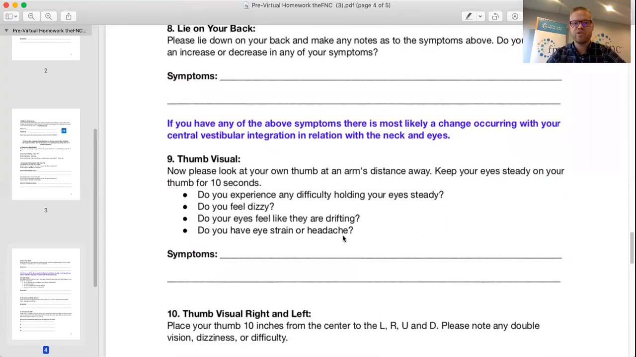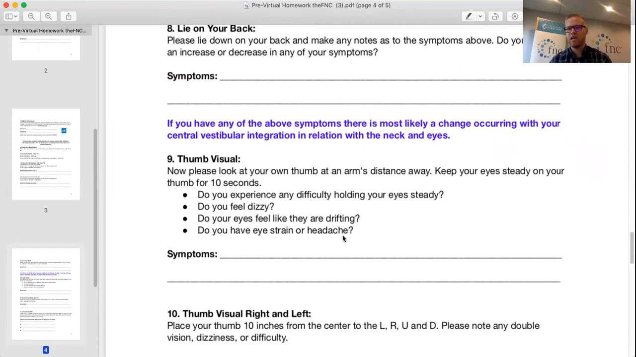Number 9, you're going to bring up your thumb and keep your eyes on your thumb for 10 seconds, and note whether your eyes feel steady. Do you experience any difficulty holding your eyes steady? Do you feel dizzy? Do you feel like your eyes might be drifting? Do you feel eye strain or headache? That tells us there may be some abnormal oscillation or movement that's not supposed to be there when you're trying to keep your eyes steady, locked in on a target.